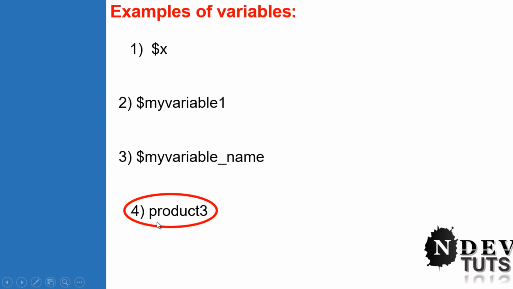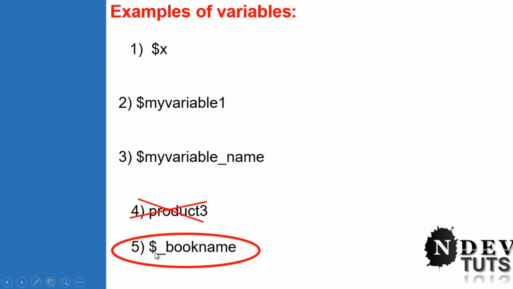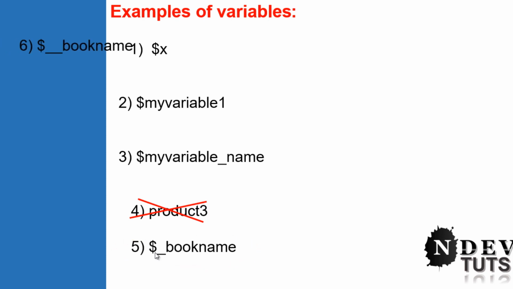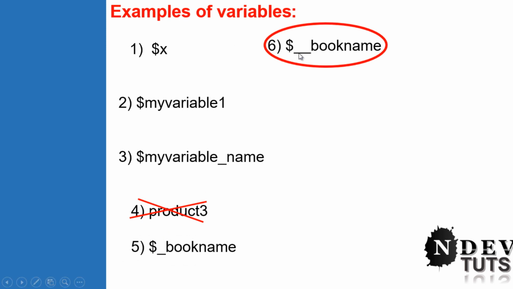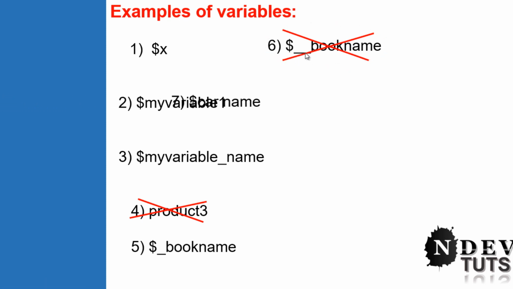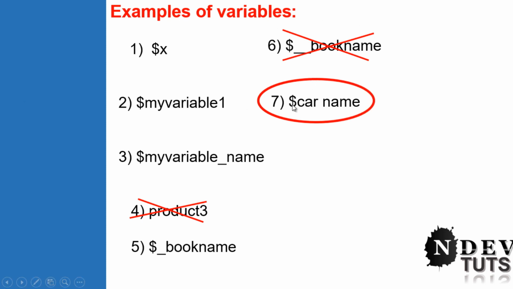product3 is wrong because the dollar sign is missing. $_bookname follows rules 1 and 2. --bookname is wrong because a variable name cannot start with a double dash. $car name follows rule number 4: a variable name cannot contain a space. It's wrong.